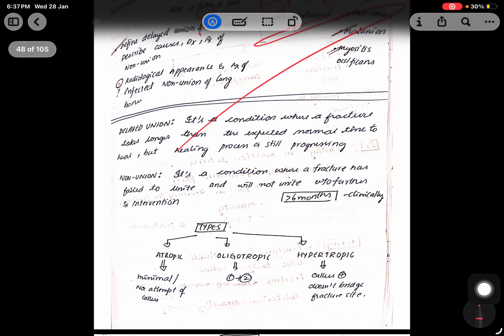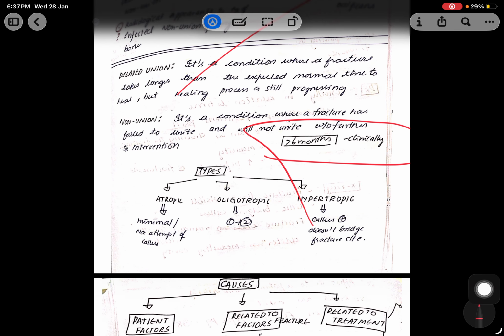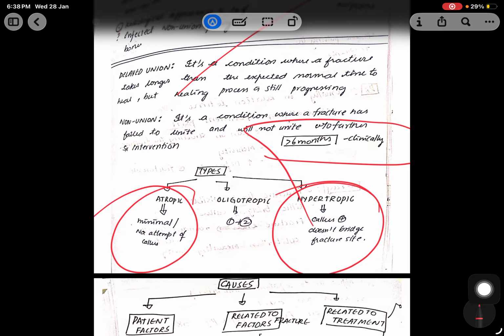Okay. Again, delayed union is not equal to non-union. In delayed union, there might be union at the end, but in non-union, you can definitely expect no union in this. So after 6 months, you should clinically diagnose it as non-union. Why might it not unite? Either you are not giving the biology, that is, there is no blood supply, or you are not giving the necessary support or traction. Or it might be due to both.